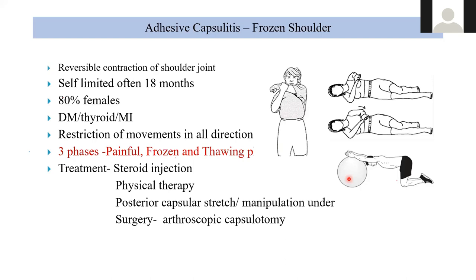There is restriction of all movements, including external rotation; all movements will be affected. There are three phases of adhesive capsulitis during the time frame of 18 months, where the first is a painful phase, where it's very painful at this stage.